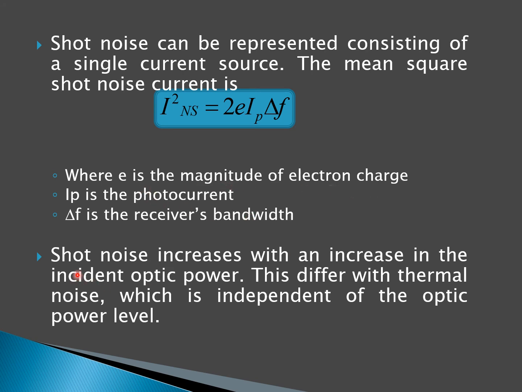Shot noise increases with an increase in the incident optical power, because shot noise is proportional to Ip, right? So when Ip increases, shot noise will also increase. When the photocurrent increases, shot noise will also increase. This differs from thermal noise, which is independent of the optical power level. For thermal noise, it does not depend on Ip, so it is independent of the optical power level.